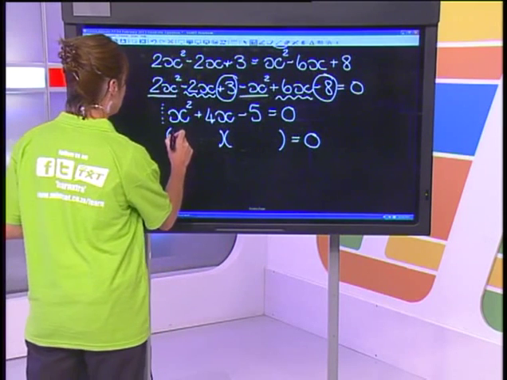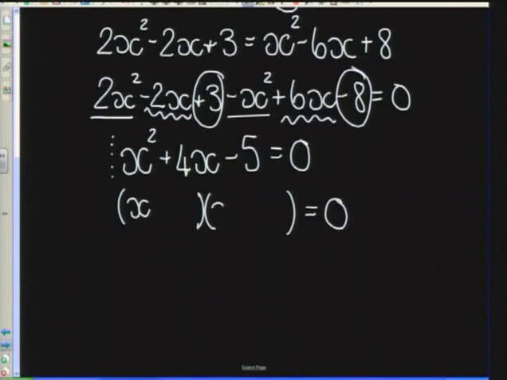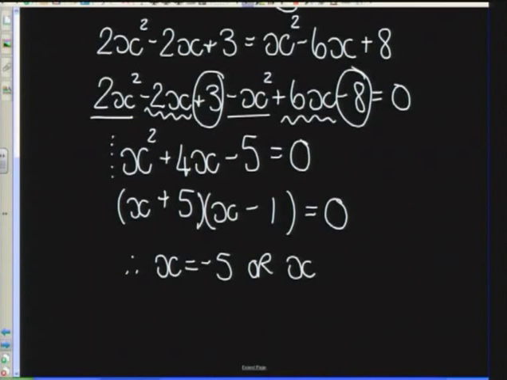Okay, so factors of x squared is obviously just x, and factors of 5, we're working with just 5 and 1. In order to get my signs right, my 5 will have to be positive and my 1 will have to be negative. So therefore, to solve for x, we have got x which is equal to negative 5, or we've got x which is equal to 1. Okay, and again, those are the two roots of your equation.